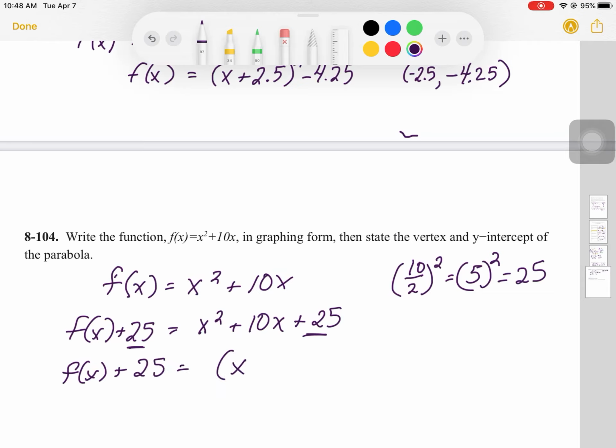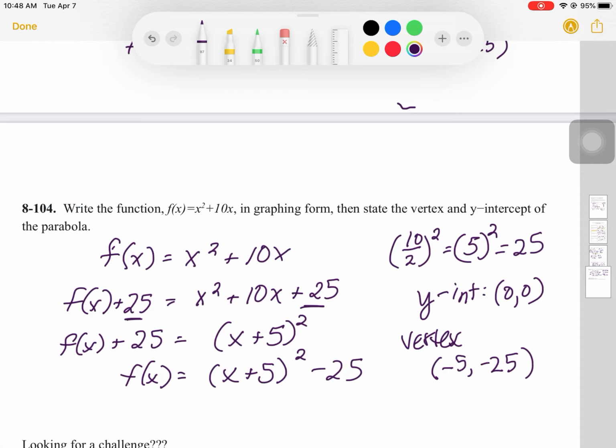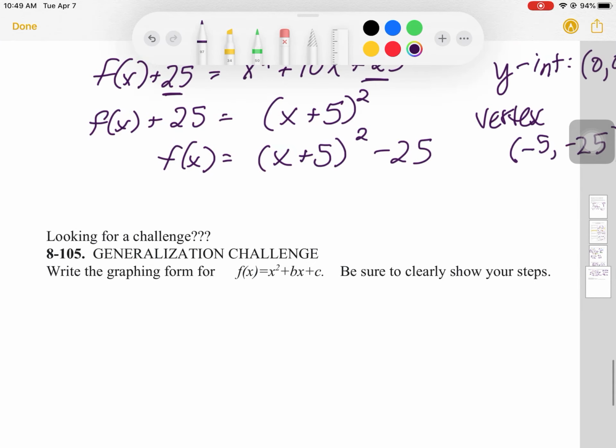So then we have f of x plus 25 equals x plus 5, the quantity squared. And we get x plus 5, the quantity squared minus 25. At this point, we have a y-intercept of 0, 0. And we have a vertex of -5, -25. All right, so there you have that. That's walking through the idea of going from standard form to graphing form, which is called completing the square in the world of quadratics. You have lots of examples there to go back and look at.